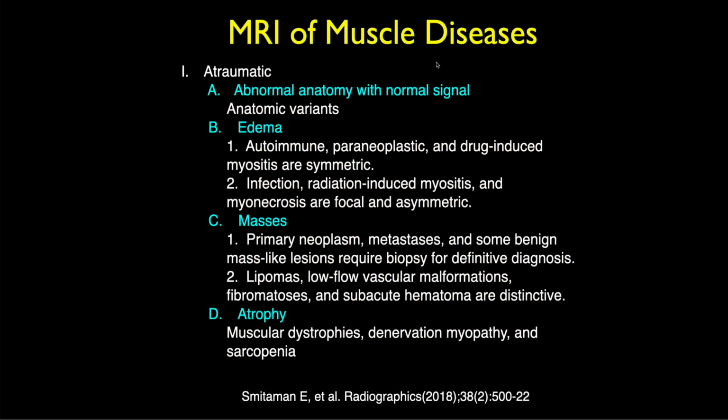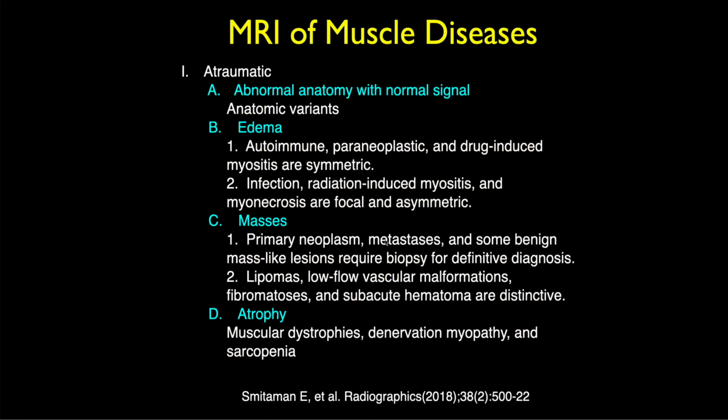Okay, so if we look at MRI of the muscles, this is a review from Radiographics from 2018. They divided disease into atraumatic, which include abnormal anatomy with normal signal like anatomic variants, edema, which can be from autoimmune, paraneoplastic, or drug-induced myositis. These are symmetric, or it can be from infection, radiation-induced myositis, and myonecrosis, which tend to be focal but asymmetric. And then there are masses, primary neoplasms, metastases, and some benign diseases, lipomas.